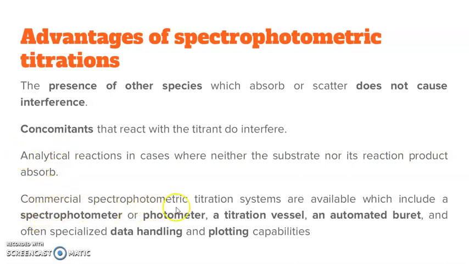Commercial spectrophotometric titration systems are available, and they include a spectrophotometer or photometer, a titration vessel, which is very similar to our UV cuvette or sample holder, an automated burette which will deliver the titrant in a very controlled way, and often a specialized data handling system and plotting capabilities. So it is the amalgamation of a UV spectrophotometer along with conventional titrimetry.